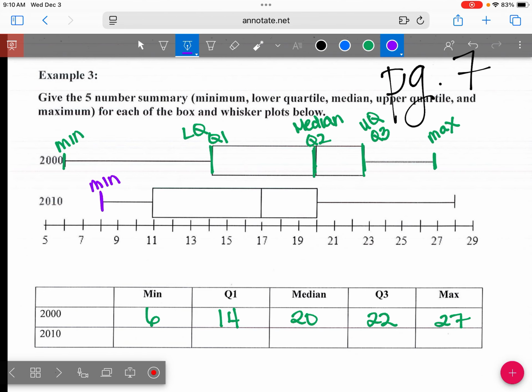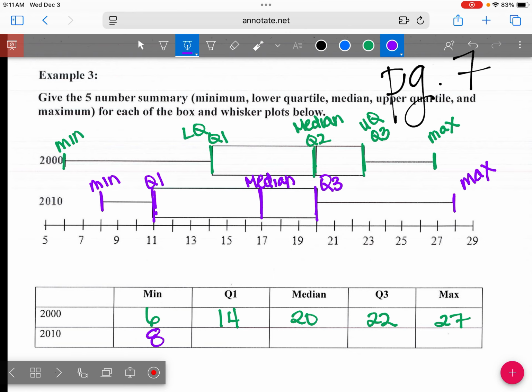Now this will be my min. This is my Q1. The middle line, that's your median. This is Q3, and this is max. So take a minute, fill in those 5 numbers. So the minimum, go ahead and look at this one here, the purple one. So Terencio, what do you think this number is right here on my number line? 8. So that would be my minimum.